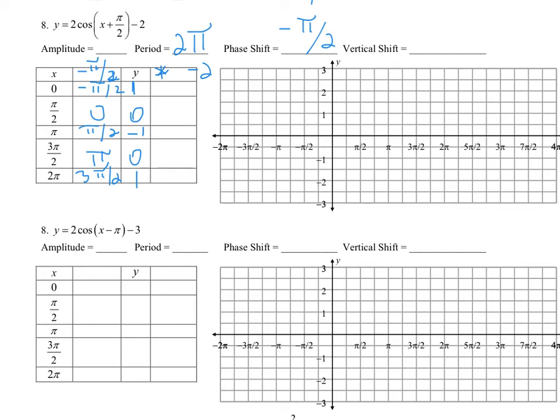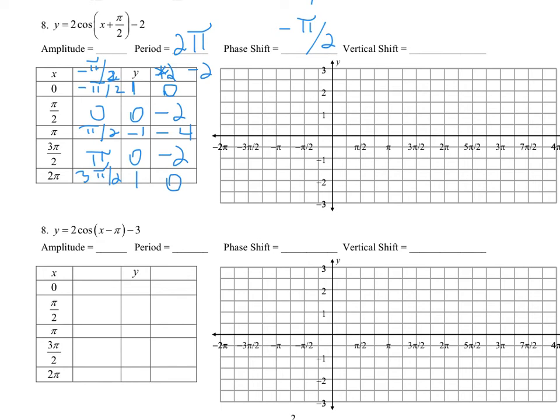So 0 times, multiply by 2, subtract 2. 2 times 1 is 2, minus 2 is 0. 0 times 2 is 0, minus 2 is negative 2. Negative 1 times 2 is negative 2, minus 2 is negative 4. 0 times 2 is 0, minus 2 is negative 2. And 2 times 2 is 2, minus 2 is 0.